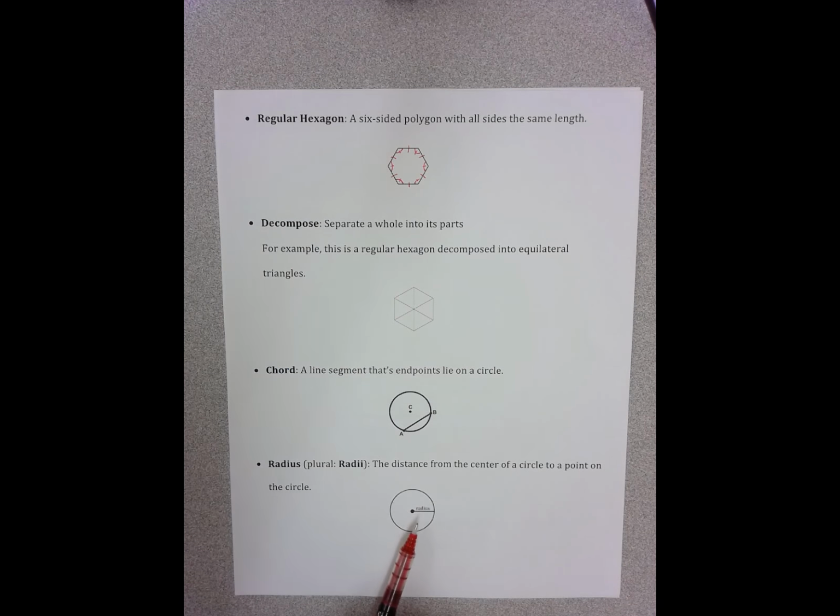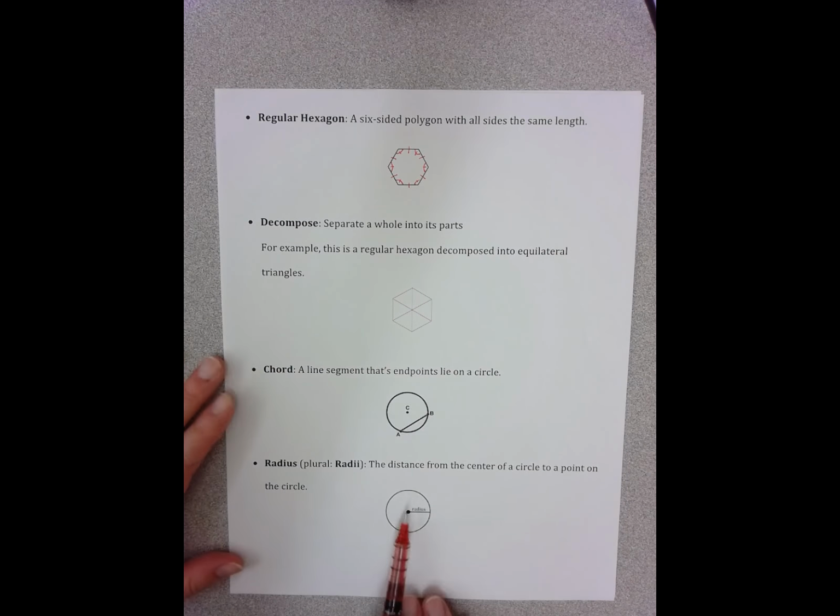A radius, or radii in plural, is the distance from the center to a point on the circle. And radii can be drawn anywhere. They can be drawn from the center to here, center to here, center to here, and there are therefore infinite radii. We can draw radii for the rest of our lives if we so desire.